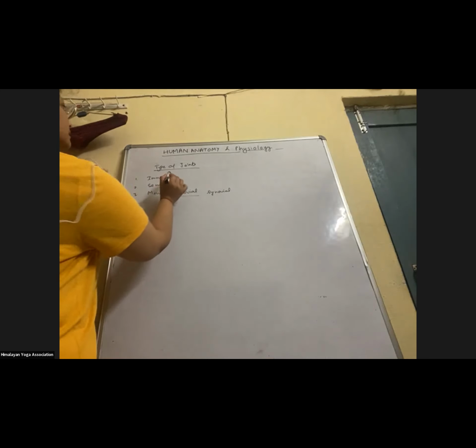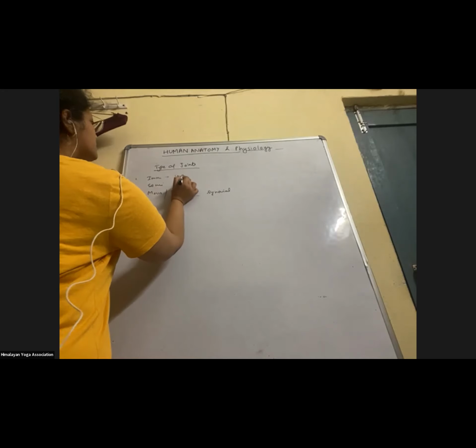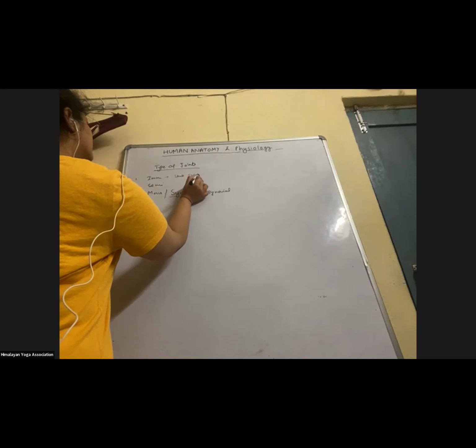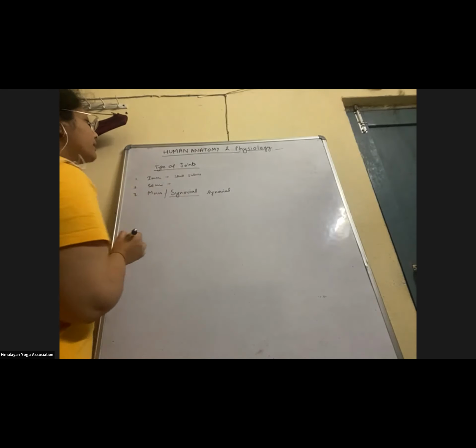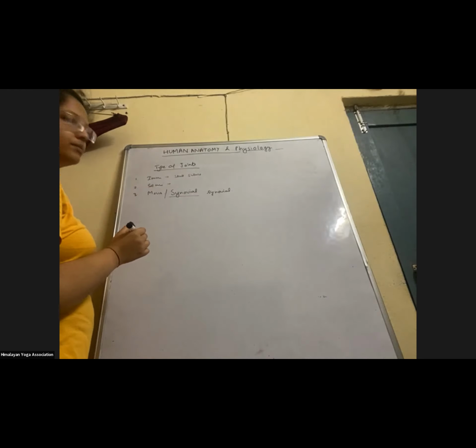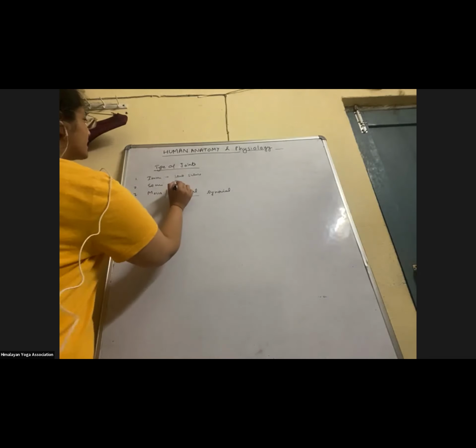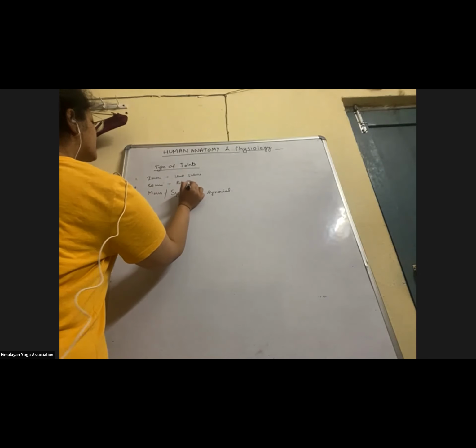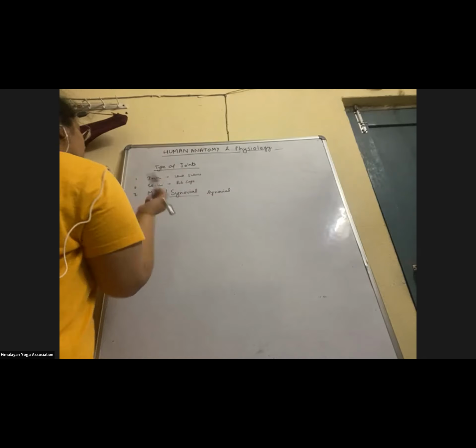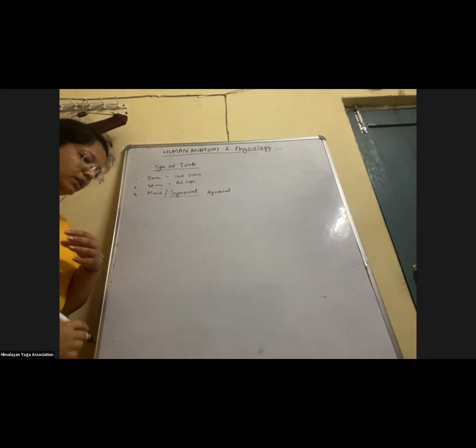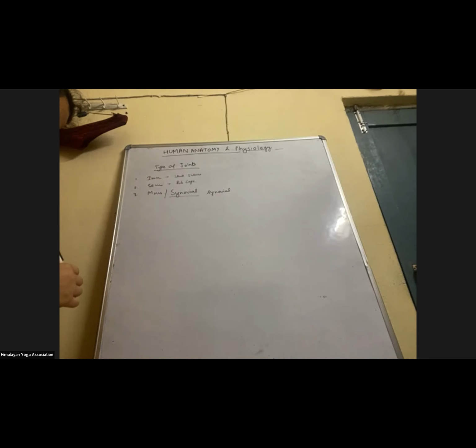So, in immovable, what are the examples of immovable joints? Skull sutures. Yes, skull sutures. In semi-movable, the rib cage. Yes, very good. And in movable or synovial joints, we have 6, 7 types of joints.